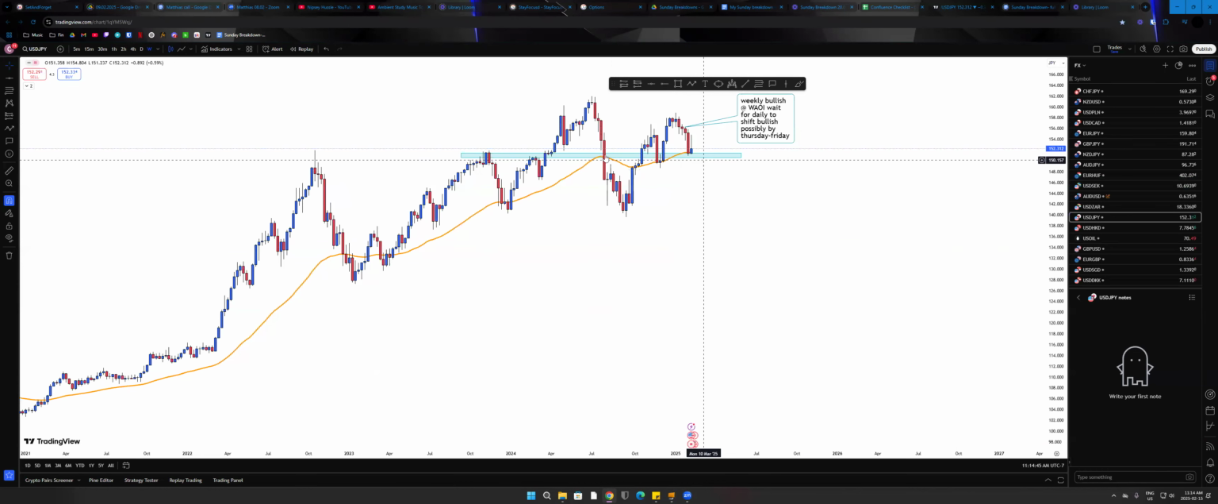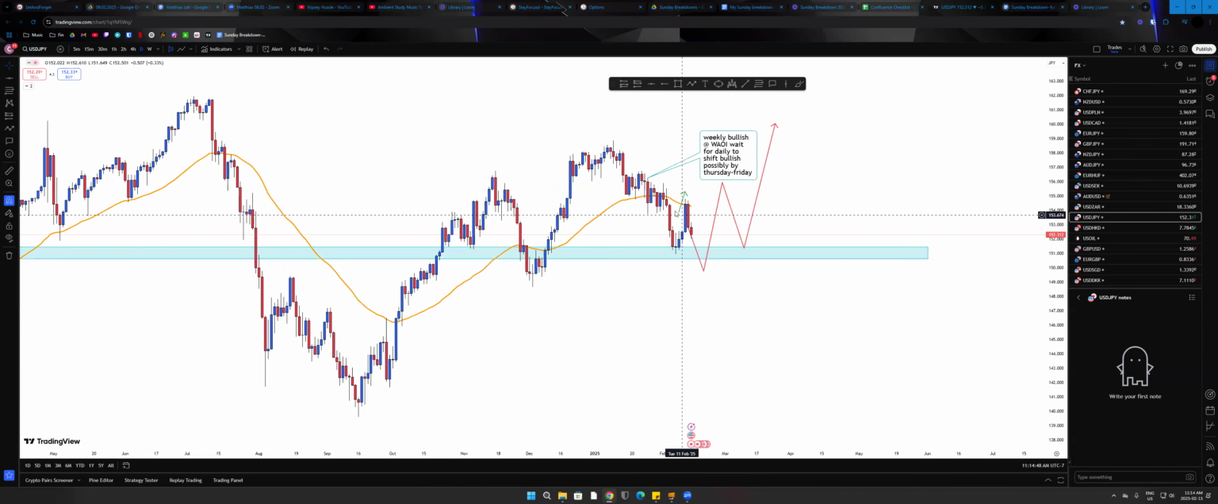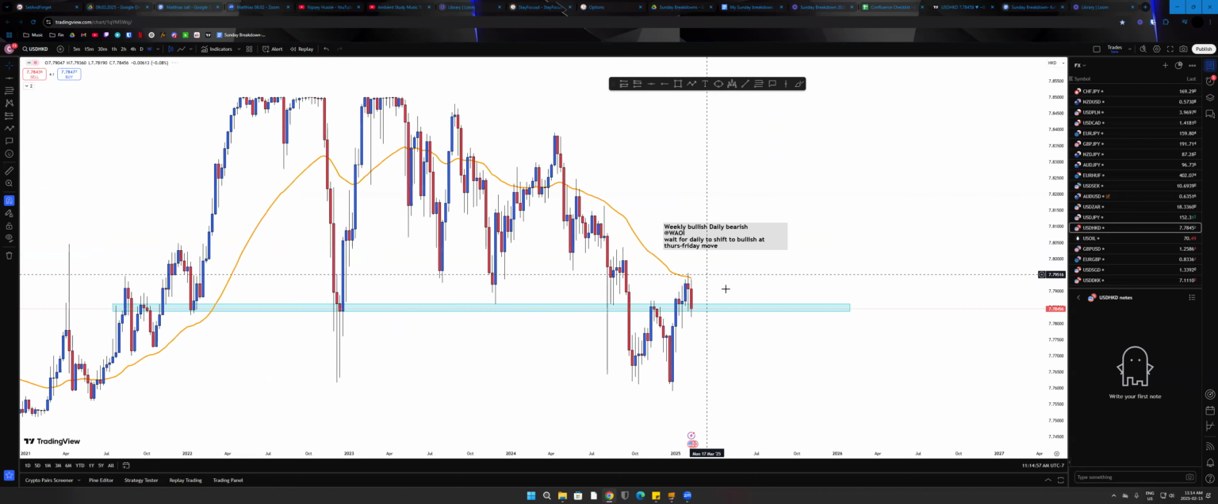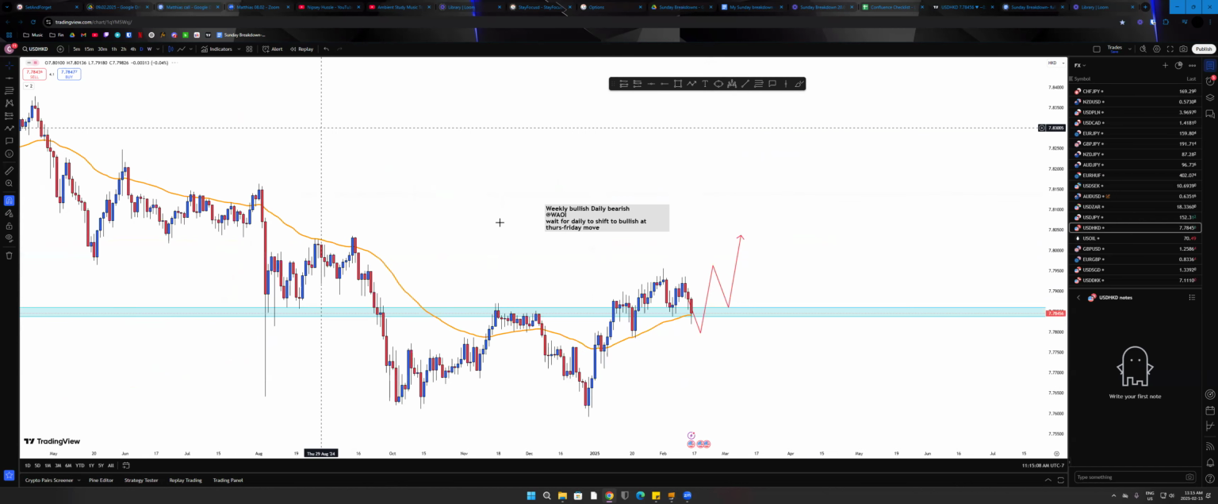Weekly bullish on USD/JPY. Daily is telling us that it is bearish, so we need this to shift as well. USD/HKD weekly is bullish, and daily is telling us that it needs to shift, because we have a high, higher high, higher low. Price has broken this, lower low. So this needs to definitely shift.